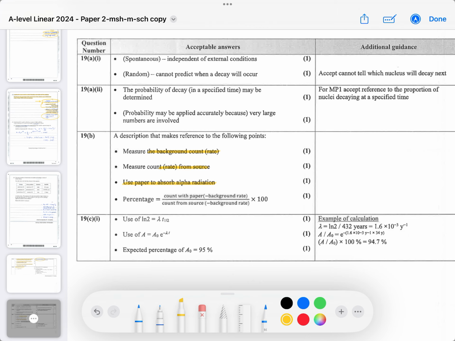They haven't said correct for background. So I've got extra. And then the percentage will be with the paper minus the background. Oh, here they've said correct for background. And then from the source minus the background, we'll get the 1 mark.